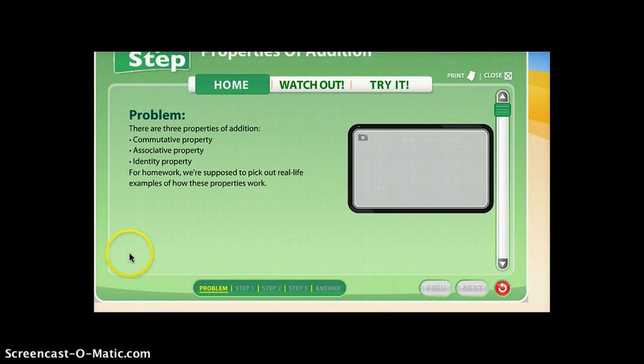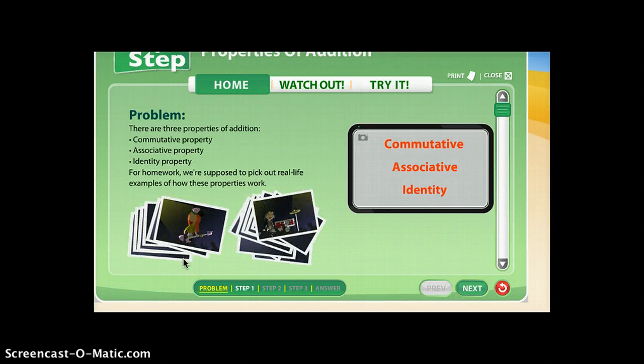There are three properties of addition: commutative property, associative property, and identity property. For homework, we're supposed to pick out real-life examples of how these properties work. Check mine out.